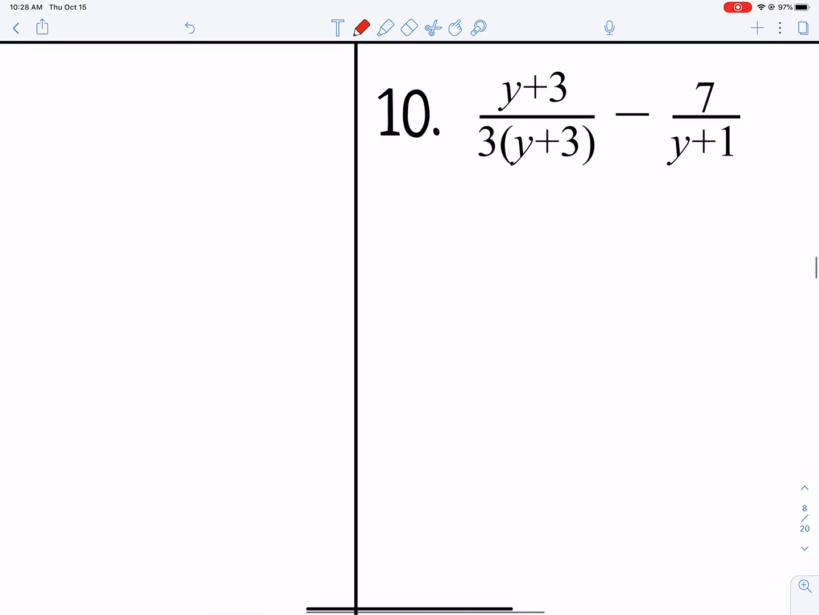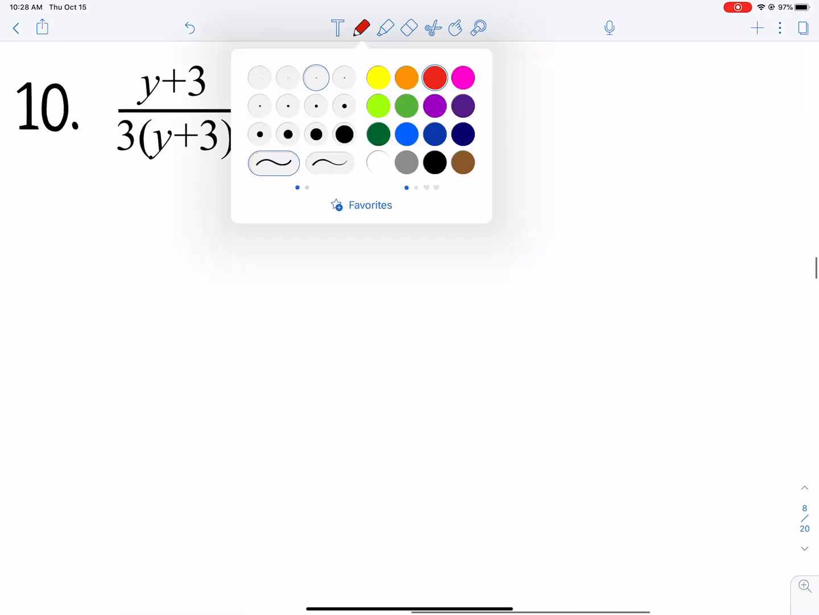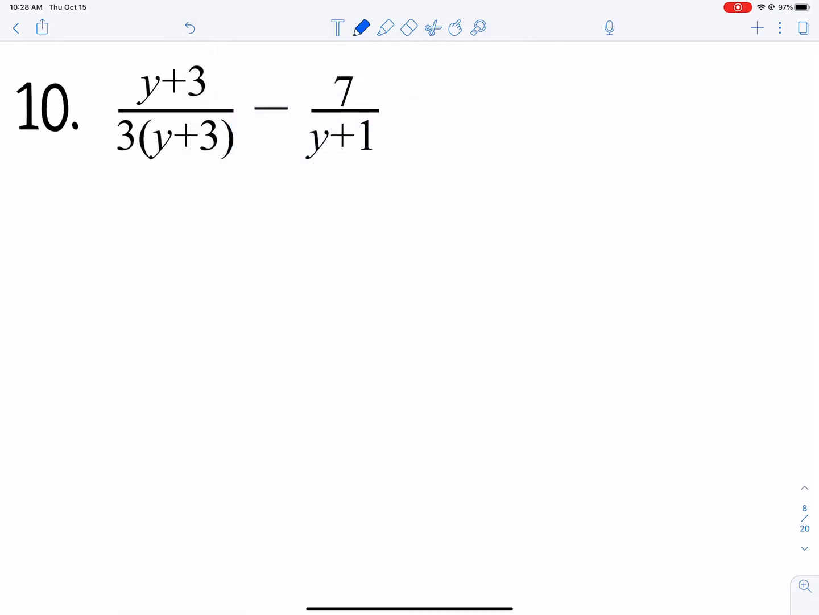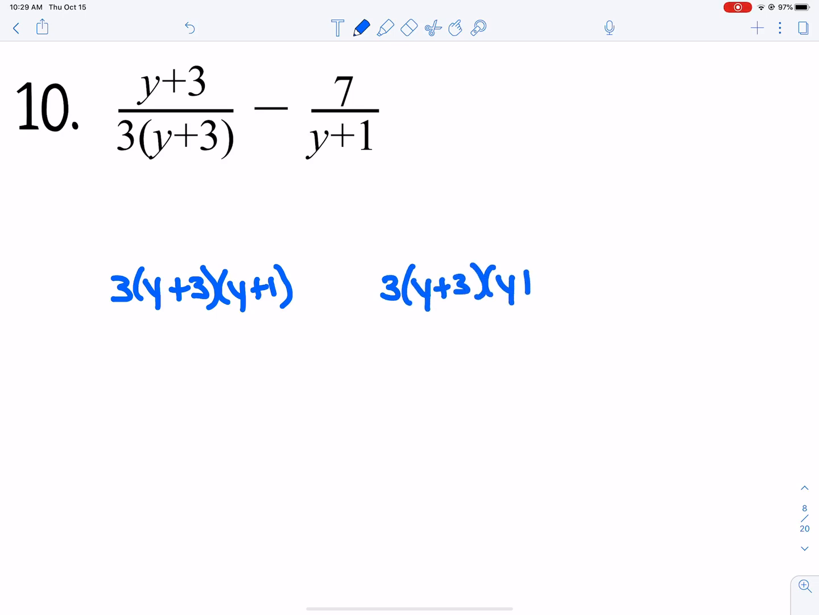All right, so last example, number 10. We have 3 times y plus 3 and y plus 1. So in order to make these the same, we just need one of everything. We need 3, we need y plus 3, and we also need y plus 1. So let's just write that twice and get ready for our common denominator in the next step. Put a minus in the middle because that doesn't change. And then we just see what would I need to multiply by to get these to match.